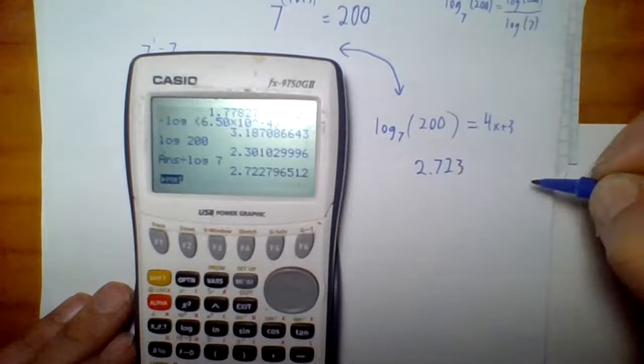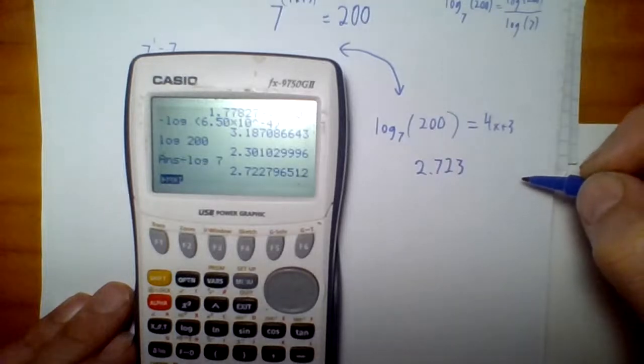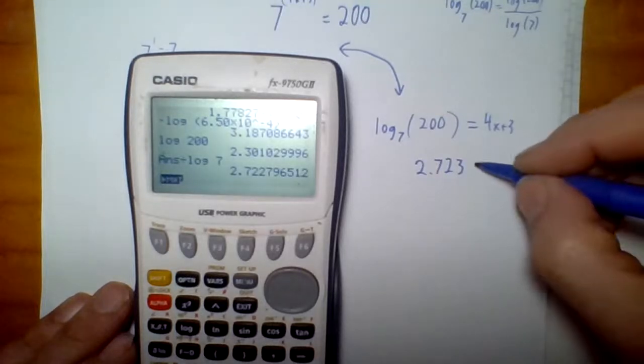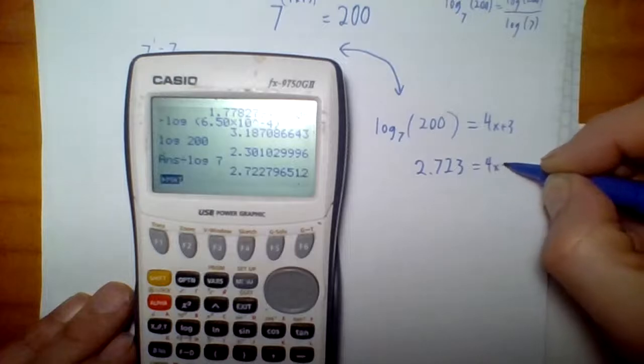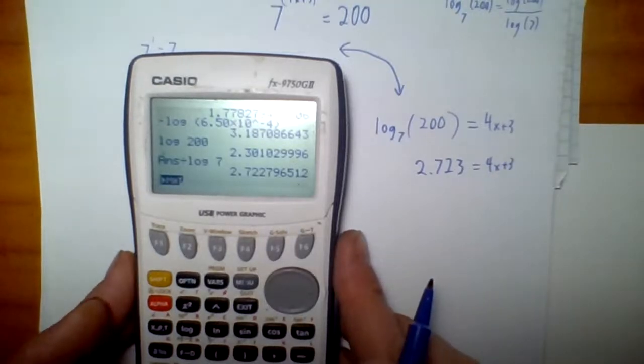I'm going to round it to the thousandths place. It would round to 2.723, actually. 2.723 is 4x plus 3. That's the number.